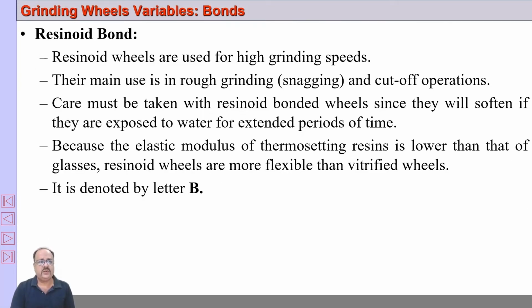Next bond is resonant bond. Resonant bond is basically used for high speed operations. It is used for finishing operations, and it is also used for rough grinding operations and for cut-off operations. It is susceptible to water. That means it will soften if it is exposed to water for an extended period of time. And it is denoted by letter B.